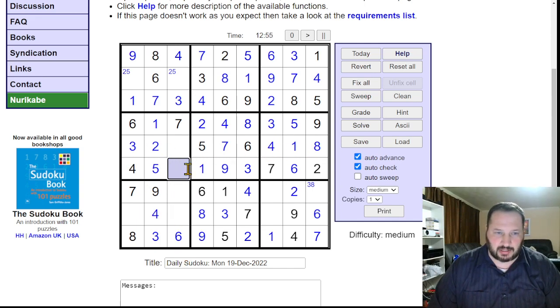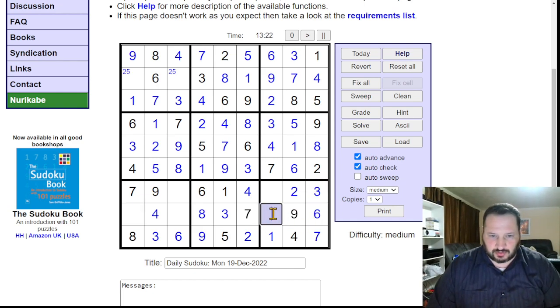But if we go horizontally, we're just missing one number. 1, 2, 3, 4, 5, 6, 7, 8. We're missing a 9 in the center row. 1, 2, 3, 4, 5, 6, 7. We're missing an 8 in the bottom. That is very helpful. Very good. Okay, and now we also resolve this 3 and 8, which tells us that this one is a 3.